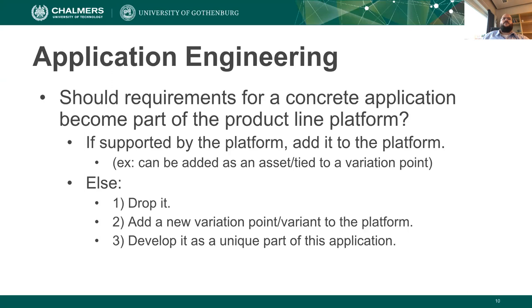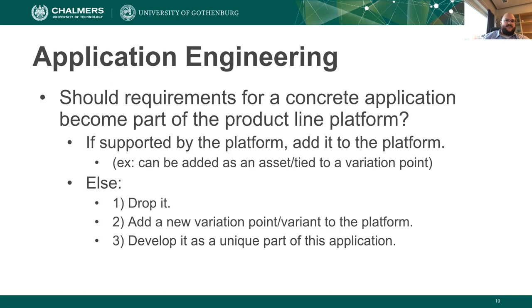If the requirement is not supported by your platform and your product line infrastructure, maybe it's an entirely new feature, then there are three different possibilities for how you proceed. The first is that we could maybe just forget about it, drop it, or replace it. And that might sound strange from the customer satisfaction perspective, but it's something that needs to be decided. The more variability we support, the more difficult the evolution of the infrastructure becomes. Second possibility is that this new requirement should be integrated into our product line infrastructure. Maybe adding a new variation point where we can choose between options to be expanded on in the future.